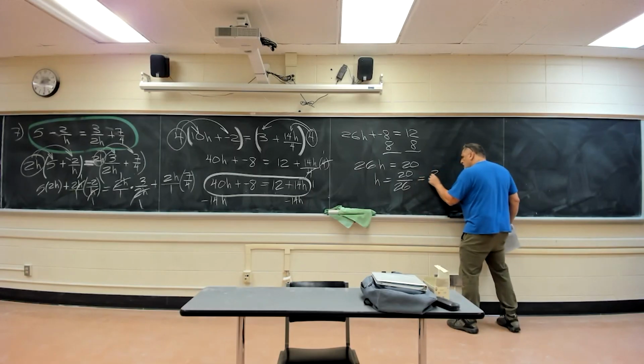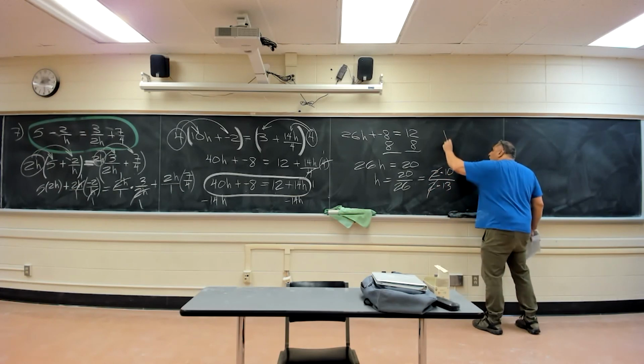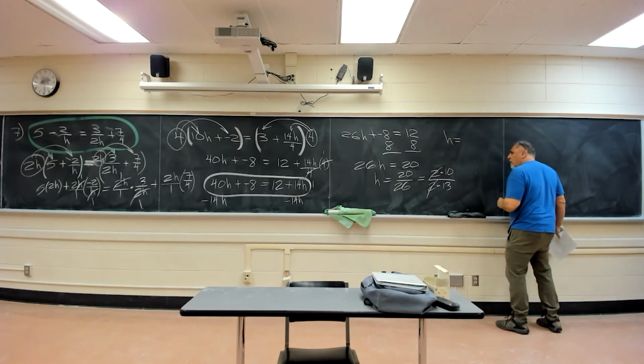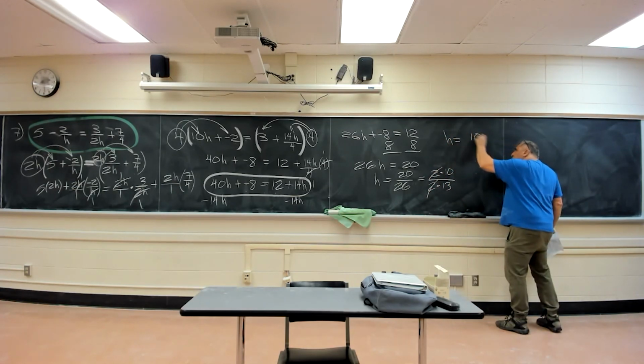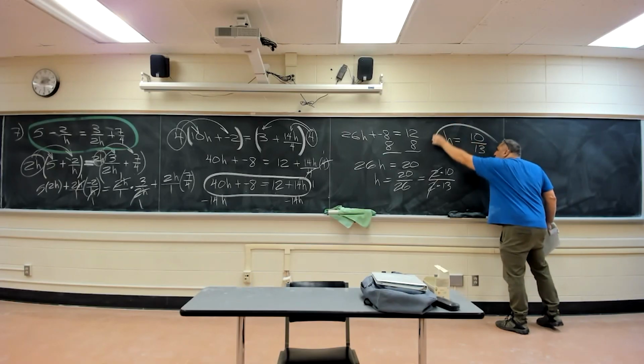Yeah, and that's, 2 times 10 is 20. 2 times 13 is 26. H equals 10/13.